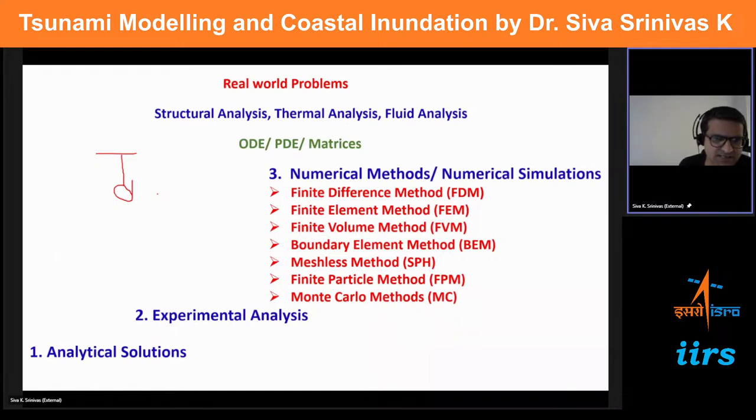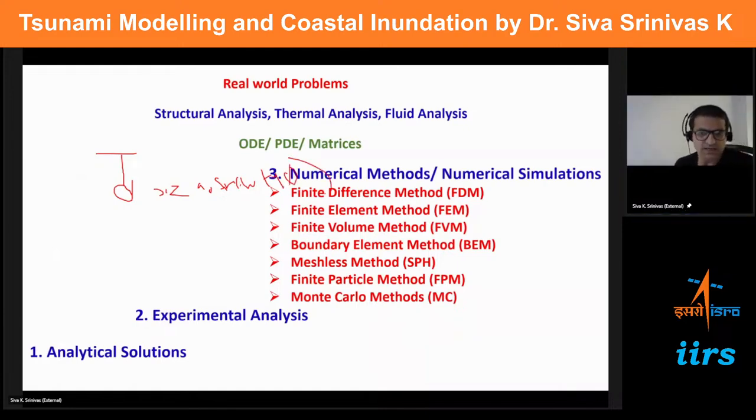Its equation is d square x by dt square plus omega square x equal to 0. It has got a closed form solution. My solution will be x is equal to amplitude a naught into sine of omega t plus phi. So this is going to be my closed form of solution. So analytical solutions are possible.